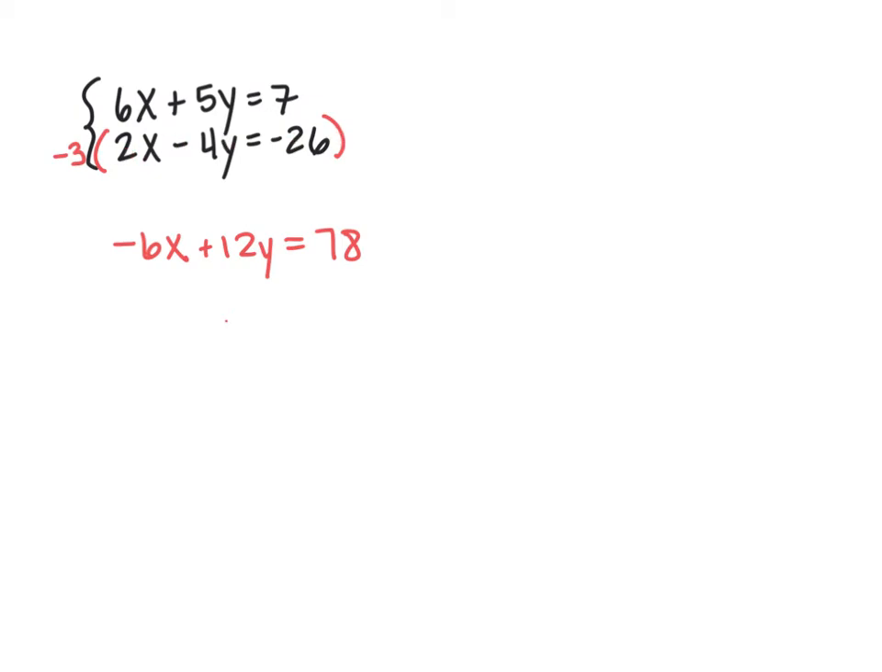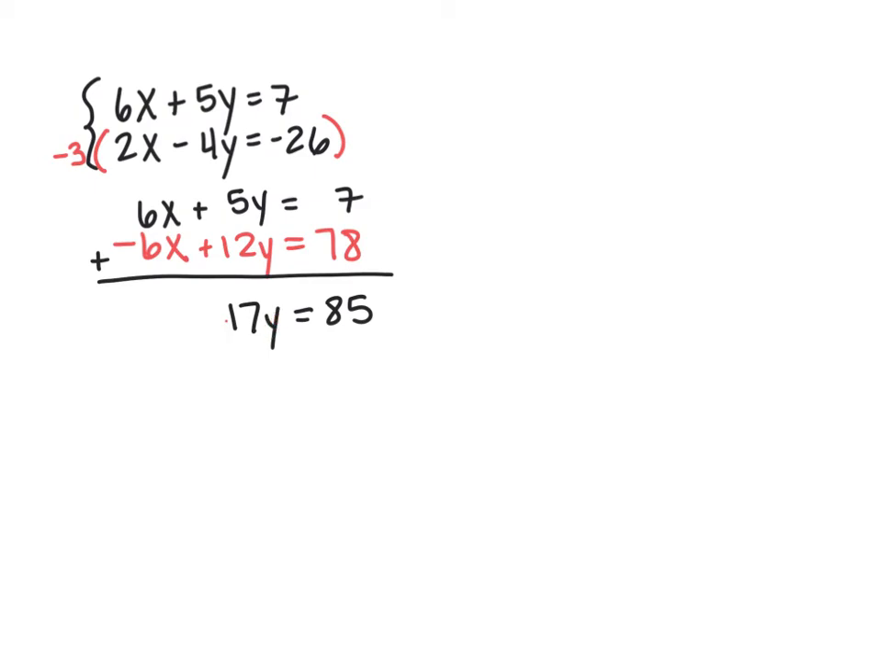Now, just to line these up nice and neat, this has been adjusted, it's been amended, so I want to line this one up nice and neat with this one. So I'm just going to rewrite this right above it. My brain likes that. Okay. And now I have my perfect opposites, so I'm just going to add them together now. Positive 6x and negative 6x cancel. Positive 5y and positive 12y is positive 17y. And 7 plus 78 is 85.